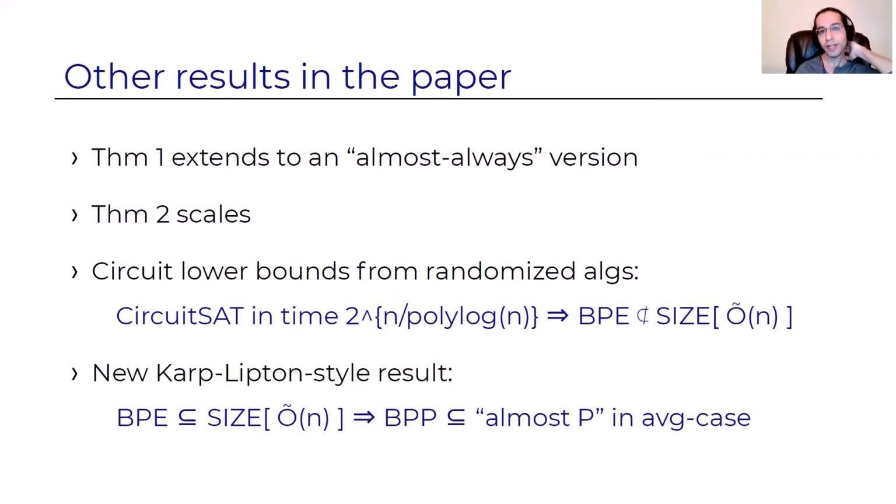First, we show that randomized circuit analysis algorithms imply circuit lower bounds. Specifically, if circuit SAT can be solved in probabilistic time 2 to the n over polylog n, then we get new lower bounds for superlinear sized circuits. And in addition, we prove a new Karp-Lipton style result. If BPE, probabilistic exponential time, has circuits of superlinear size, then we get a very fast derandomization of BPP. BPP can be deterministically simulated in almost polynomial time on average.